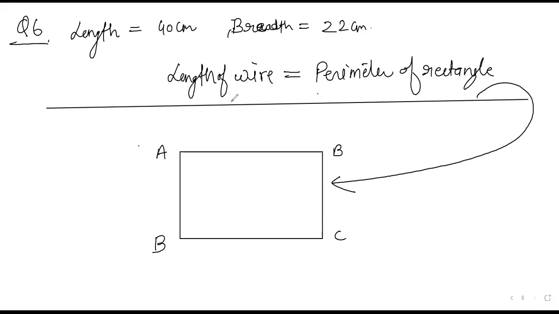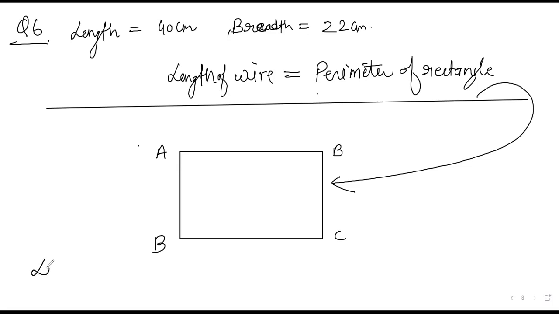Okay, so whatever the length we have, that will be the perimeter, because this outer side was converted into a rectangle, right? So this length of wire is simply the perimeter of the rectangle. So now we will first find the perimeter of the rectangle, then we will get an idea about the length of the wire, simply.